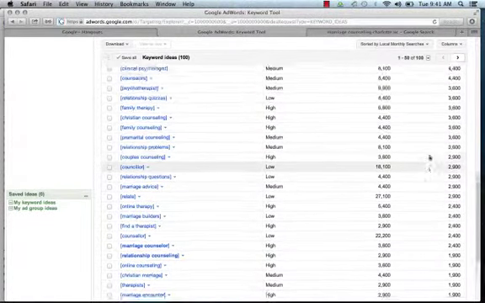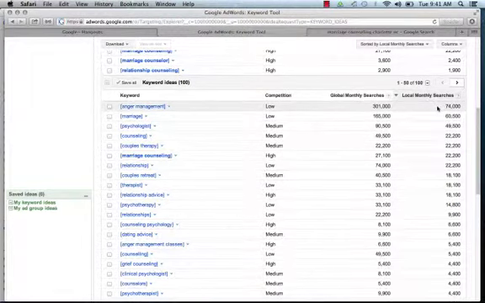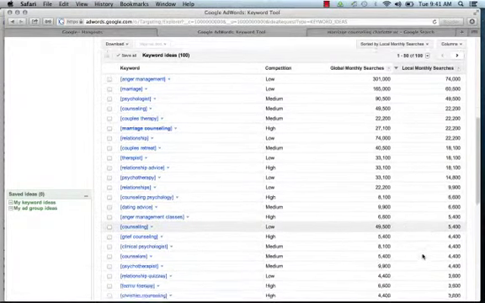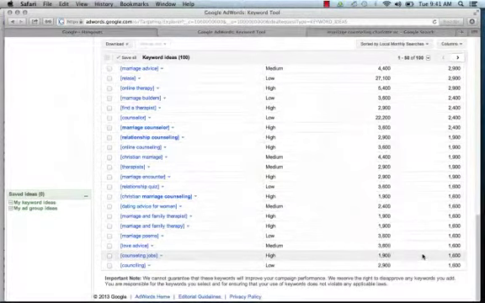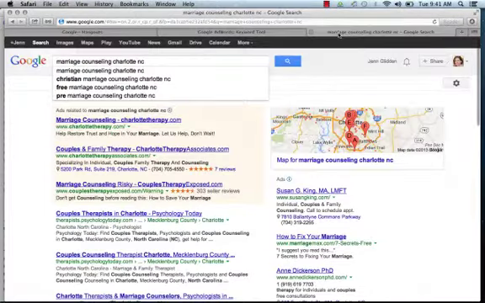So don't start out competing for something with 74,000 searches a month. That's just going to get you frustrated and you won't get anywhere on the search engines. But if you start for one of these that's smaller, then you're going to be able to rank a lot easier. And I just showed you kind of one thing that I do.